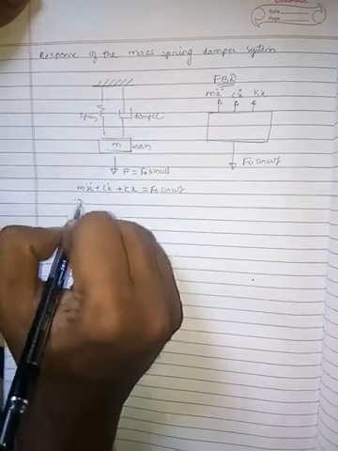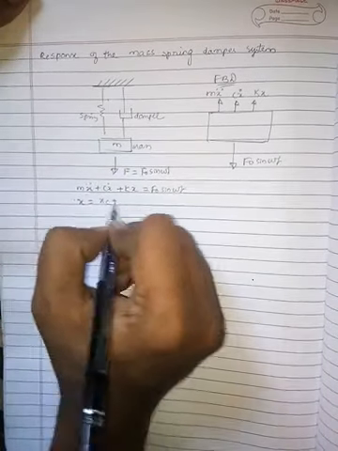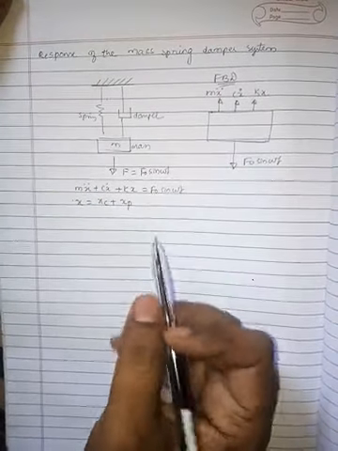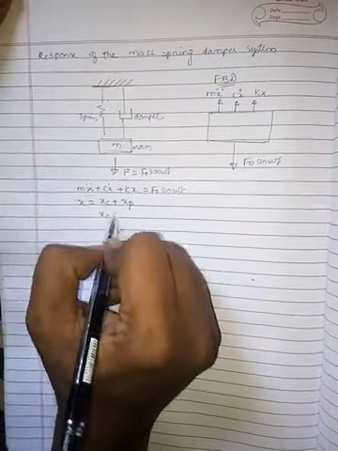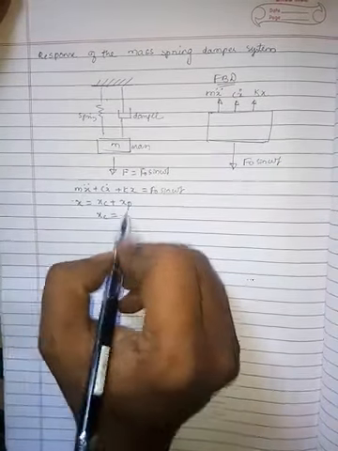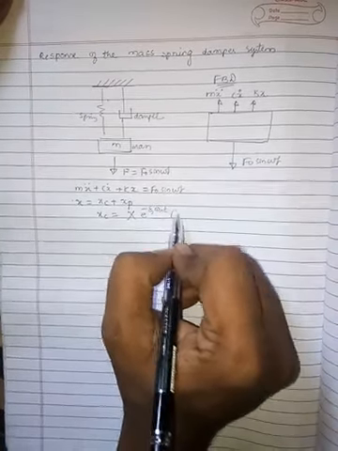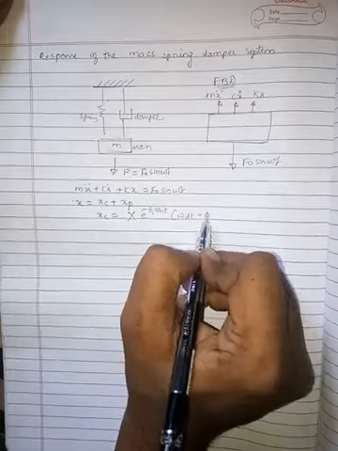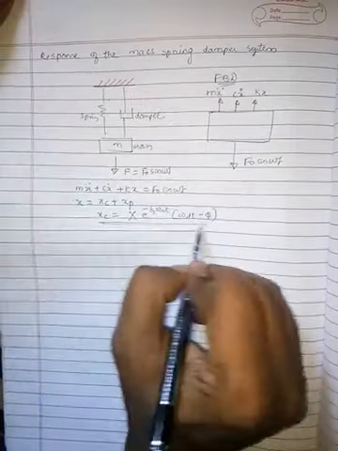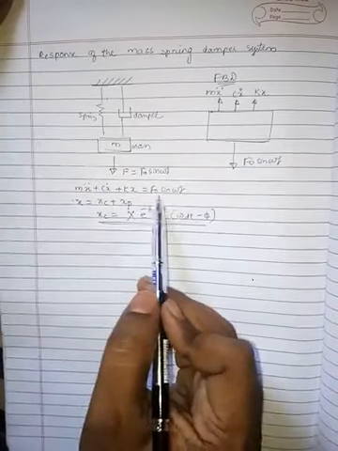The response of the system is equal to, since it is a non-homogeneous equation, the complementary solution plus the particular solution. For the mass spring damper system, we already know the complementary solution. That is, when m x double dot plus c x dot plus k x equals 0, in that case x is equal to X e raised to minus zeta omega n t sin(omega d t minus phi). It was already derived in the previous sections. This is the complementary solution. Now we need to find the particular solution for this forcing function.